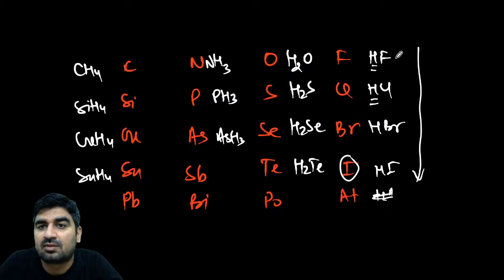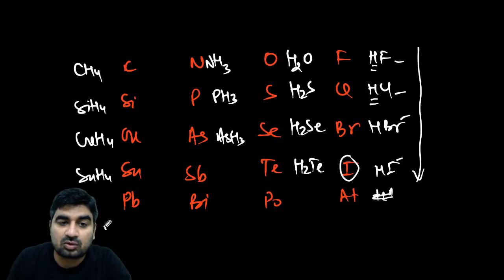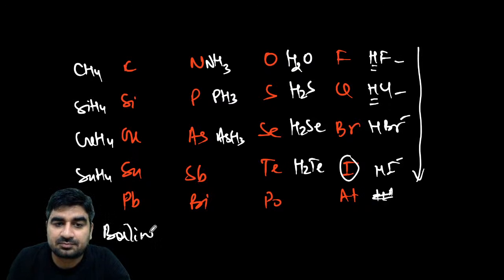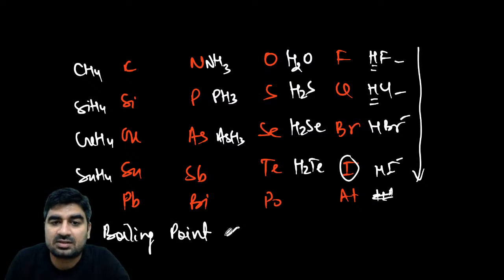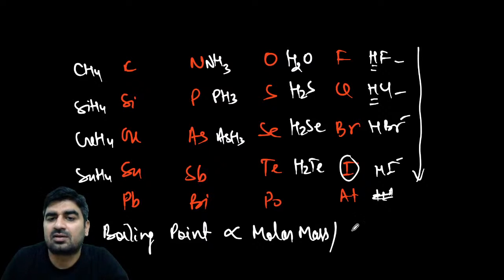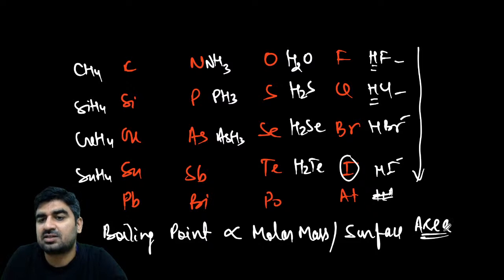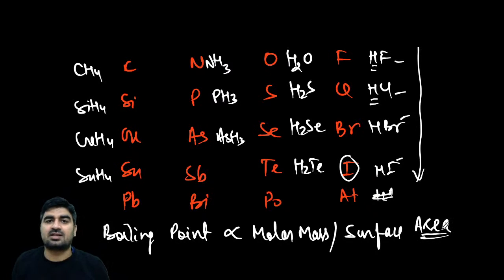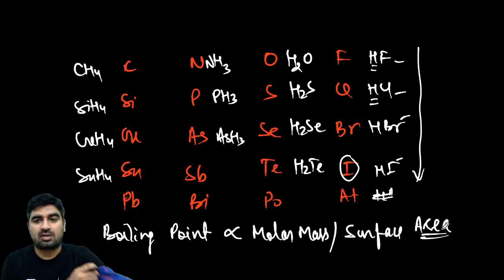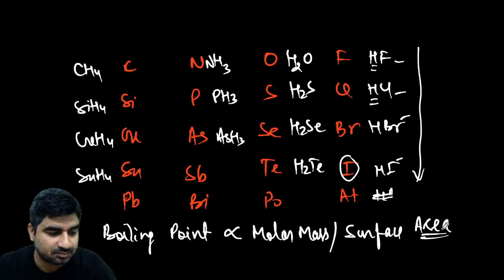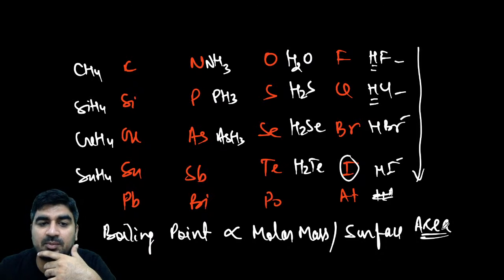because H is common. Chlorine, bromine, iodine, so molar mass increases. So normally the boiling point is directly proportional to molar mass or surface area. As size increases, I can say the boiling point will also increase. Got it? So these are the points I'm talking about. It is specifically for the boiling point.